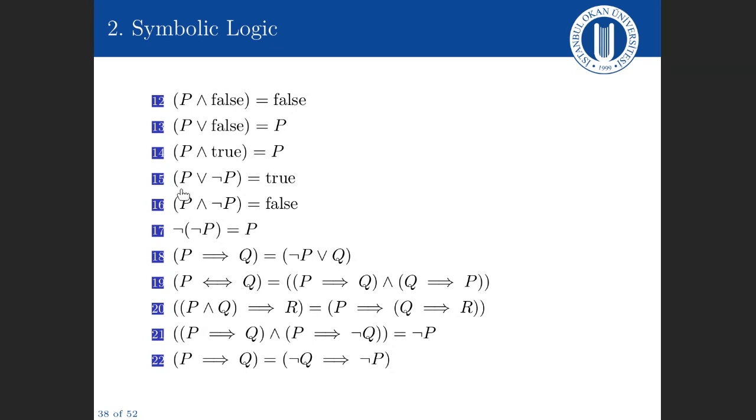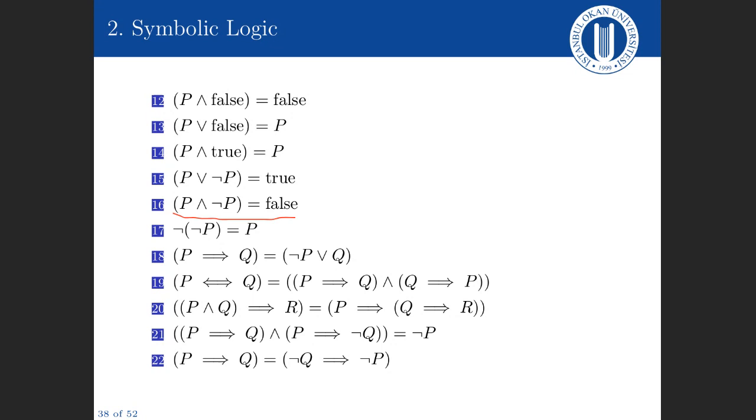Number 15. P is true or NOT P is true. Well, if P is true, then NOT P is false. So the whole statement is true. If P is false, then NOT P is true. And the whole statement is true. Doesn't matter if P is true or false. The statement is always true.